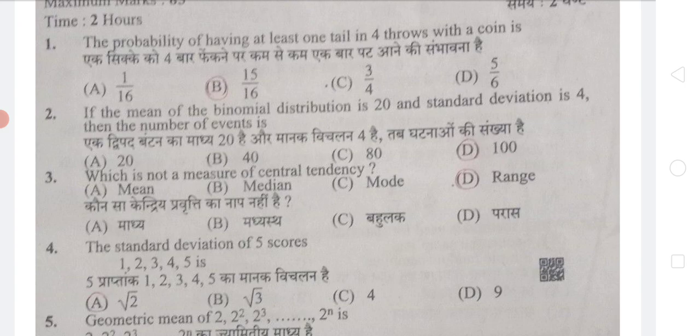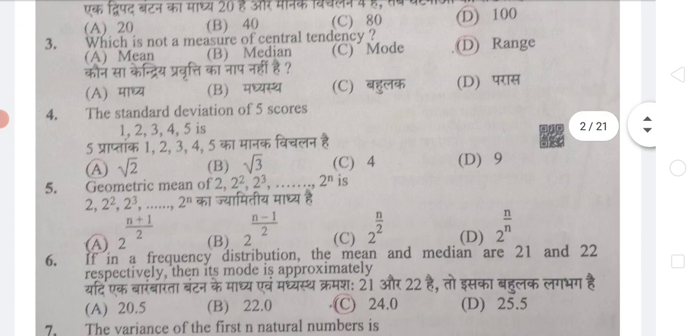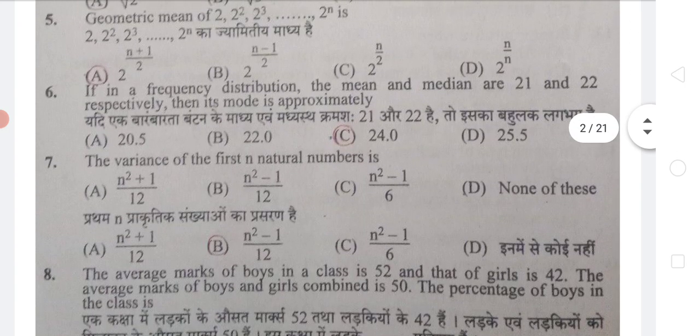If the mean of the binomial distribution is 20 and standard deviation is 4, then the number of events is D 100. Question number 2 से stats के questions हैं. Which is not a measure of central tendency? D range. The standard deviation of 5 scores is A under root 2. Geometric mean of 2 square, 2 का क्यूब, so on 2n is A 2n plus 1 upon 2.